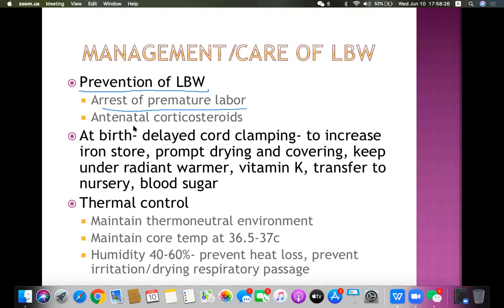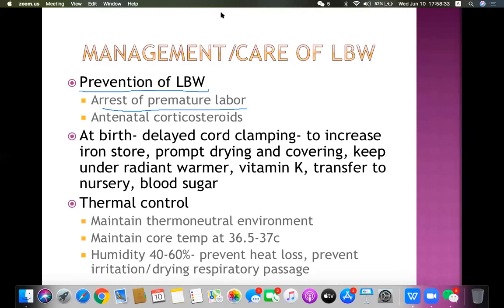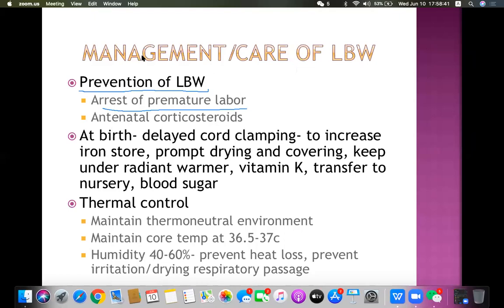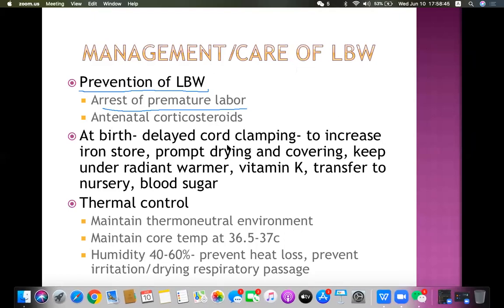Another important type of management is antenatal corticosteroid. Okay? Antenatal corticosteroid: dexamethasone or betamethasone. They can be given, but they should be given around 12 hours before for the optimal effect. At least a 12 hour gap should be there between the last dose of corticosteroid and the delivery.